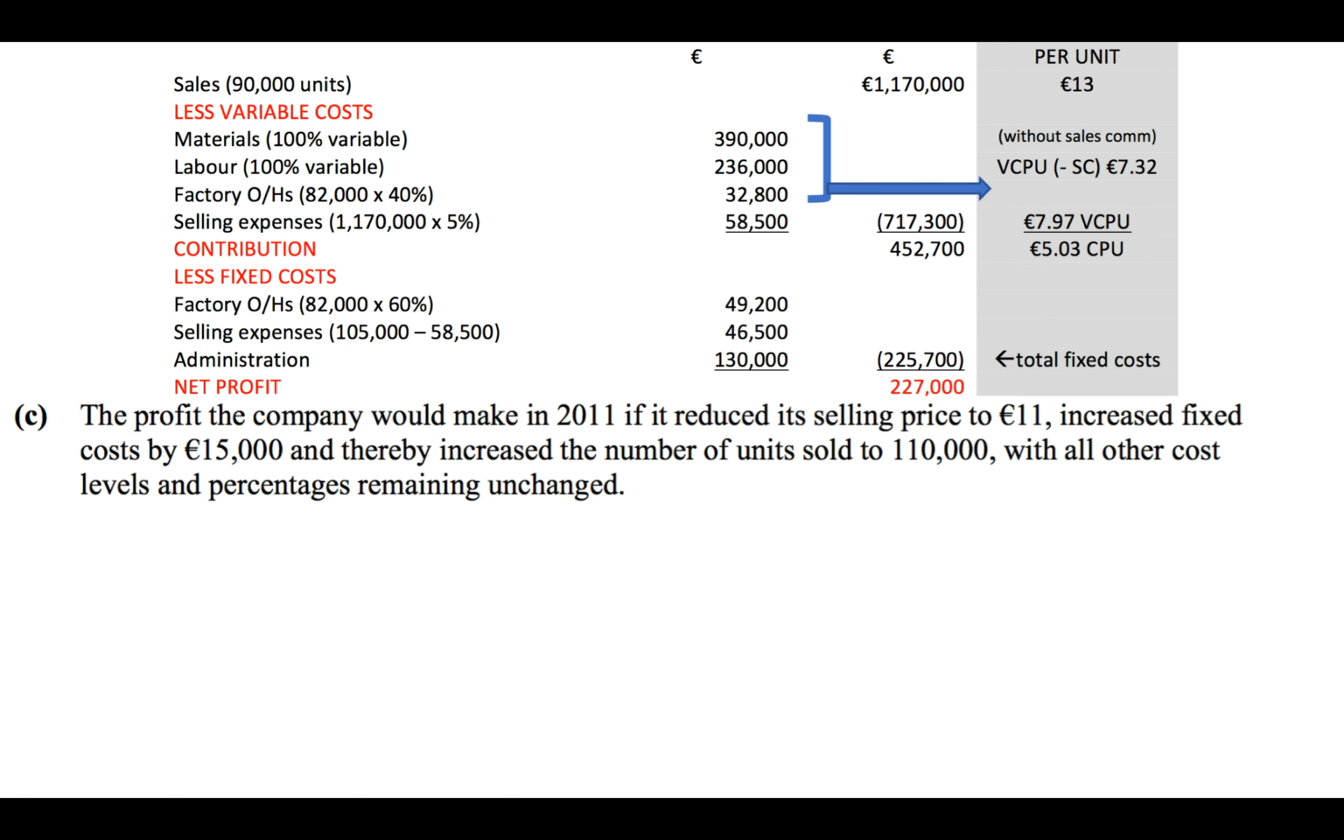Part C says the profit the company would make in 2011 if it reduced its selling price to €11, increased fixed cost by €15,000, and thereby increased the number of units sold to 110,000 with all other cost levels and percentages remaining unchanged. So again, our sensitivity analysis formula: sales minus variable cost minus fixed cost is equal to profit.